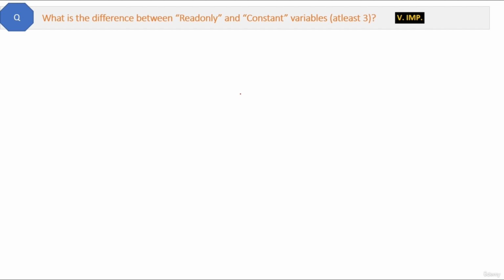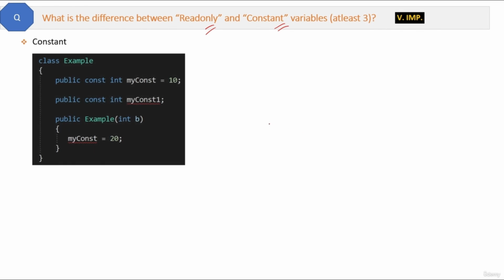Here is again a very important question, so listen carefully. What is the difference between read-only and constant variables? At least three. As always, let's see the code first and then we will see the difference. Here is the code where we have the const keyword for constant, and here is the code with the readonly keyword.